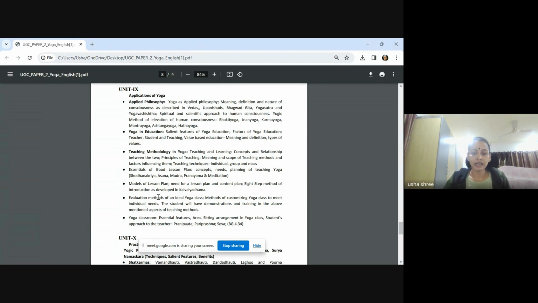And then evaluation methods of an ideal yoga class. Methods of customizing yoga class to meet individual needs. So you will have to curate your yoga classes based on individual needs. That aspect is covered here. The students will have demonstrations and training in the above mentioned aspects of teaching methods.